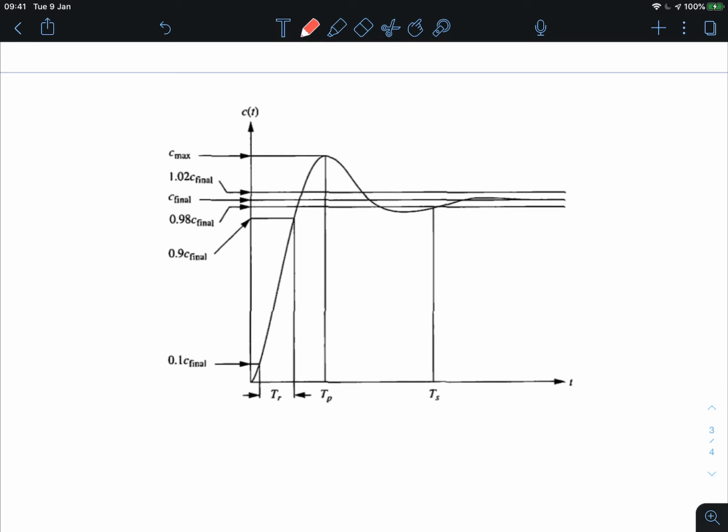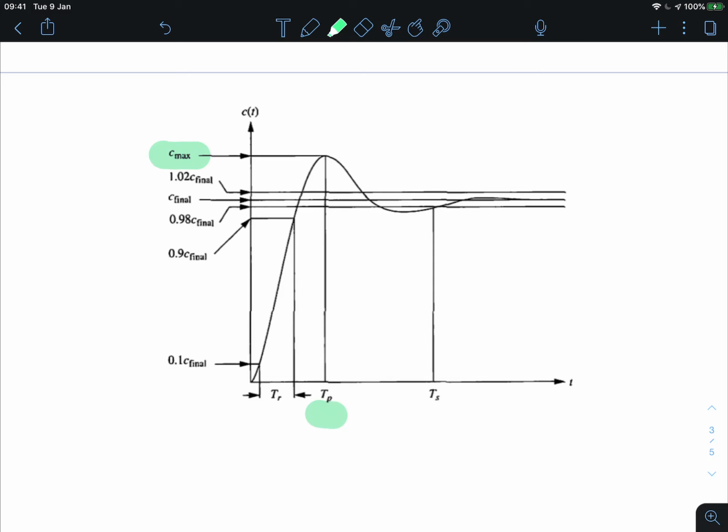So in this figure you see the response of some underdamped second order system, on which we can now mark our performance specifications to quantify the dynamic behavior of such a system. The first of all is what you see, Cmax. Cmax is the maximum value of an underdamped second order response, obtained at Tp, which we call the peak time.